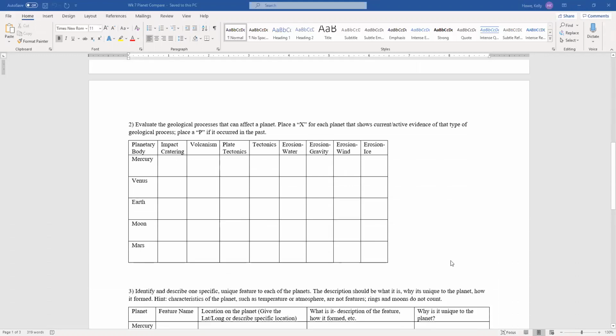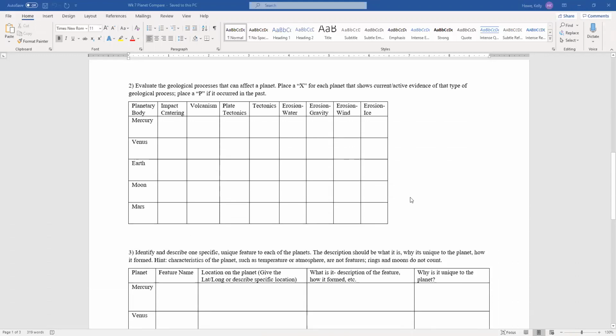The second part talks about the geology. These are all the terrestrial planets, Mercury, Venus, Earth, Mars, and then I threw the moon in there as well. Even though it's not a planet, it is a planetary body that does have a solid surface, so it is affected by geological processes. So you're going to look at each of the planetary bodies and each of the different types of processes that can affect a terrestrial-like planetary surface.